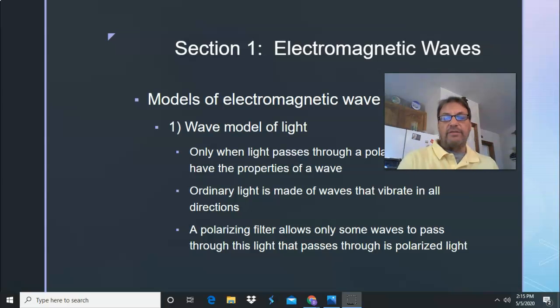But a polarizing filter would allow only some of the waves to pass through that, and this light that passes through is called polarized light. I think some of you may have some polarized sunglasses. I know that a lot of people like to wear them. They give a lot more clarity. I think some fishermen use them. They can see kind of down a little deeper into the water, and so hopefully they can see that fish that is eluding them, and hopefully they can catch it.